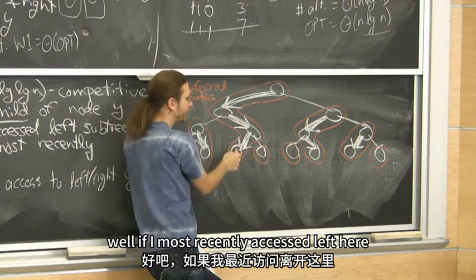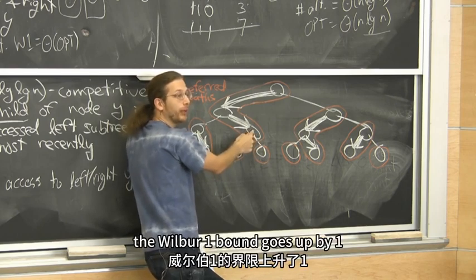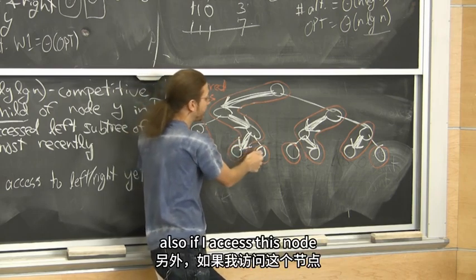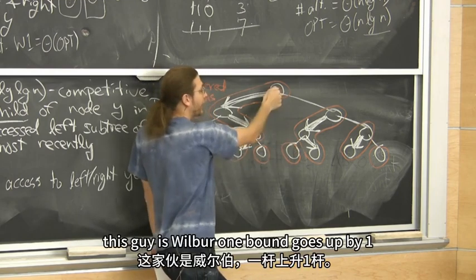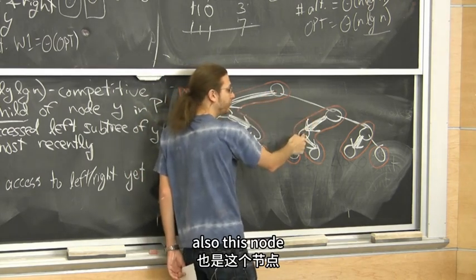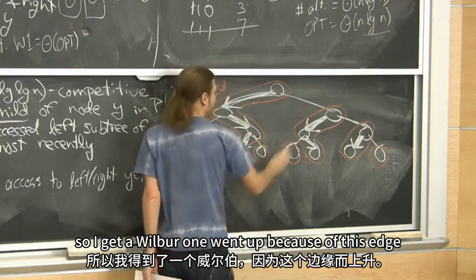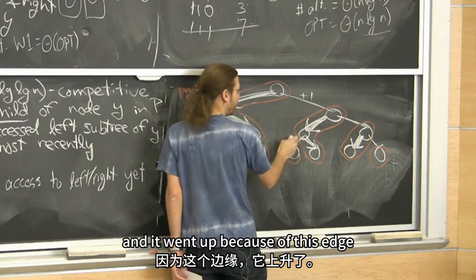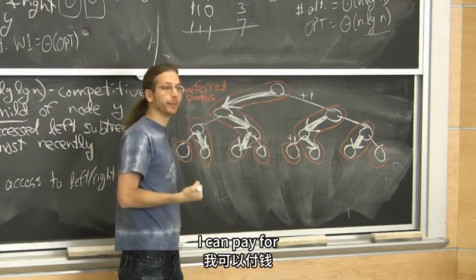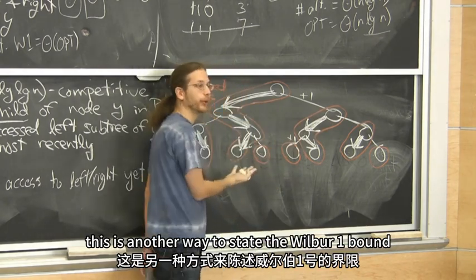What does that tell me? Well, if I most recently accessed left here, and now I'm accessing the right, if you look at this node, the Wilber 1 bound goes up by 1, because I just accessed left, now I accessed right. Also, if I access this node, this guy, his Wilber 1 bound goes up by 1, because now he's going to the right, whereas last time he went to the left. Also, this node previously went to the right and went to the left. So I get a Wilber 1 went up because of this edge, and it went up because of this edge. In general, following non-preferred edges, I can pay for, because Wilber 1 goes up by 1 every time I use a non-preferred edge. This is another way to state the Wilber 1 bound.